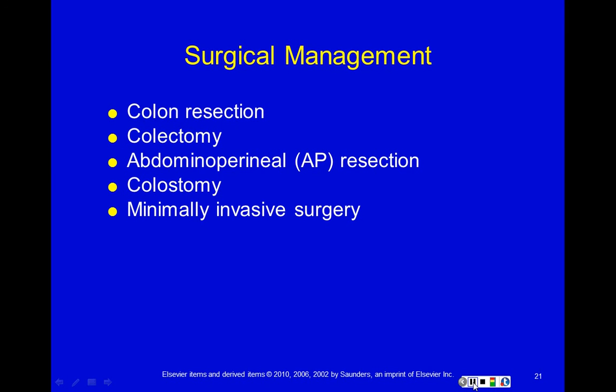AP, or abdominal perineal resection, is performed when the anus, the rectum, and the sigmoid colon are removed. Minimally invasive surgeries are laparoscopic procedures, and they may be performed to remove tumors or to do colon resections, removing portions of the colon but not the entire colon.